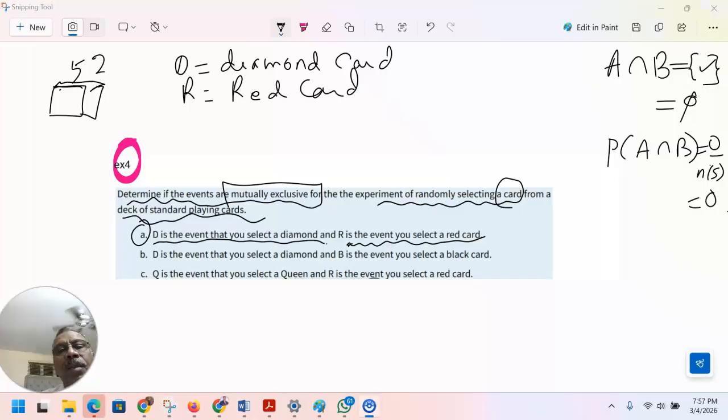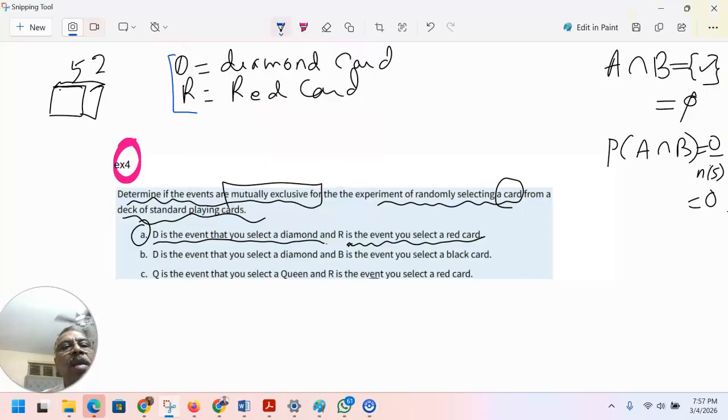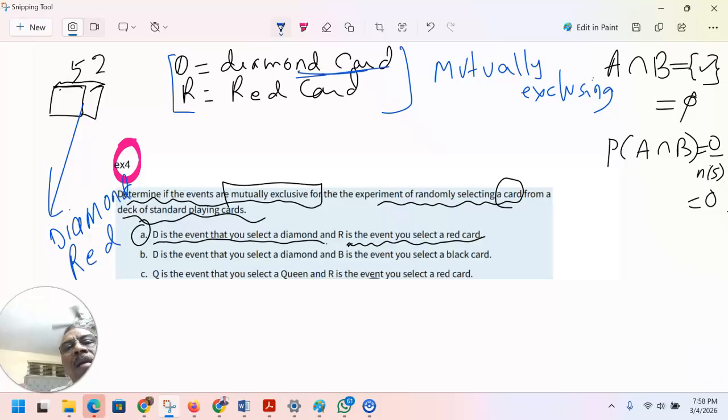Okay. So these are the two events. The first question is asking us, are these two events mutually exclusive? So how do we know whether they are mutually exclusive or not? Is there any overlapping? That means when you pick a card from here, can a card be both a diamond and also a red card? And you can clearly see all diamond cards themselves are also red cards, right? So every diamond is a red card.